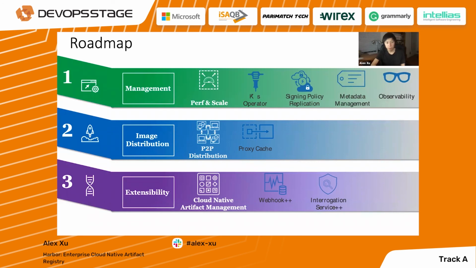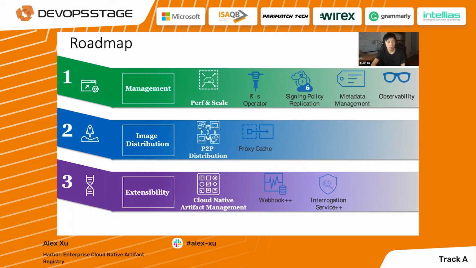So I talked about some of the things that we worked on in 2.0 and 2.1. Just briefly on the roadmap, we talked about the P2P, the proxy cache, interrogation services, and webhooks were sort of released in previous versions, 1.9 and 1.10. We're really focused on two things right now.